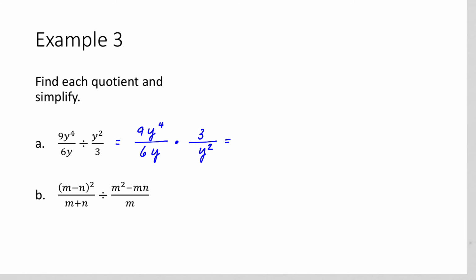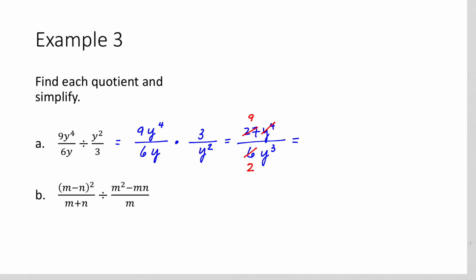3 times 9 is 27. And that's a y to the 4 in the top. 6y times y squared gives me a 6y to the 3. And now I look at what can I simplify. 3 goes into 27 9 times. 3 goes into 6 twice.